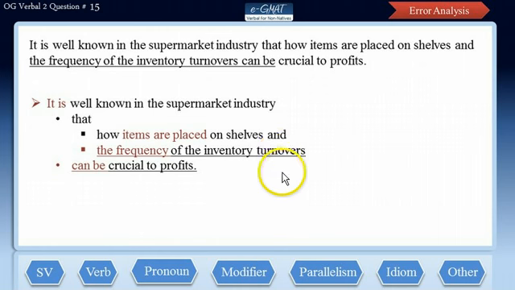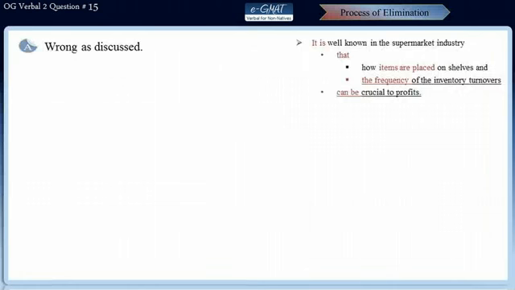Now these two factors are logically parallel to each other, but grammatically they are not, because the first factor is a clause while the second factor is a noun phrase. So this leads to the parallelism error in this sentence. Now let's review all the answer choices to find out which one is the correct answer.